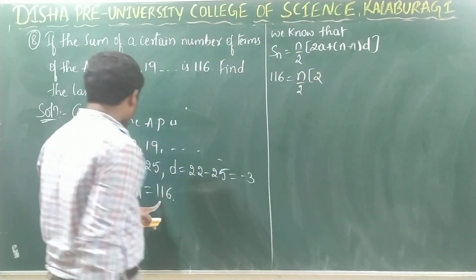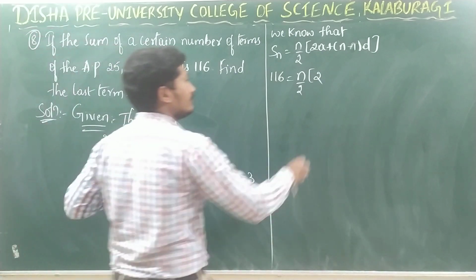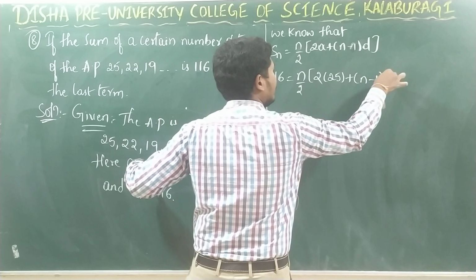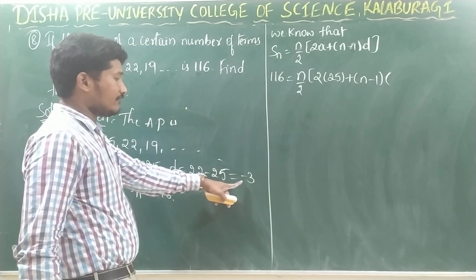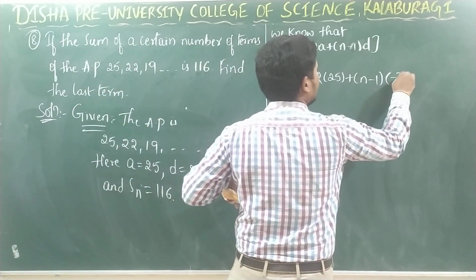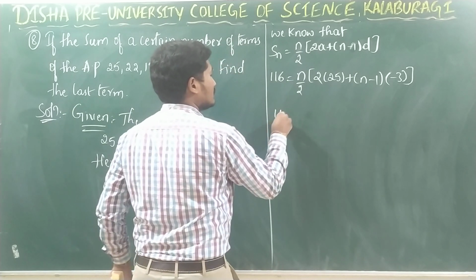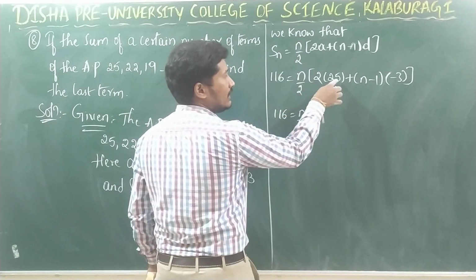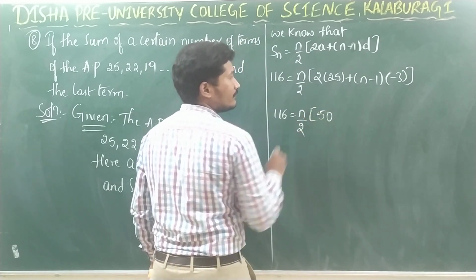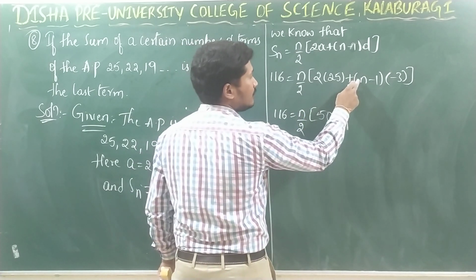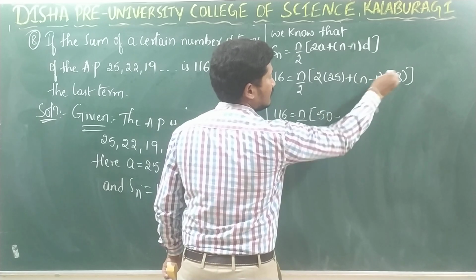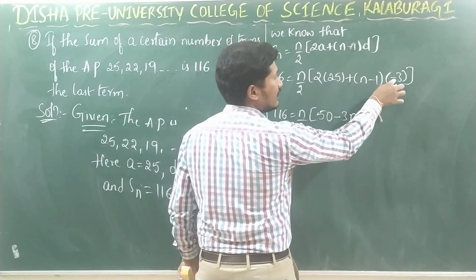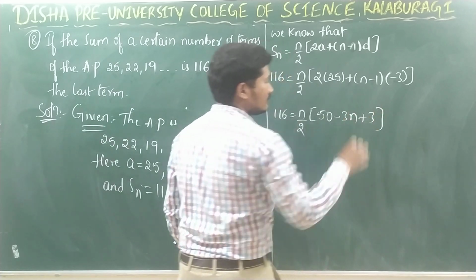2 into, what is the value of A? 25. What is the value of D? We have minus 3. Right? So 116 is equal to N by 2 into 25 2s is 50. Right? Plus into plus is plus, plus into minus is minus. N into 3 is 3N. Plus into minus is minus, minus into minus is plus, 1 into 3 is 3.